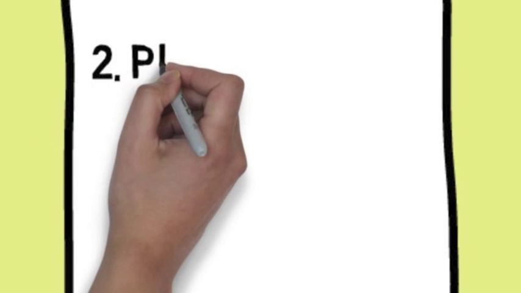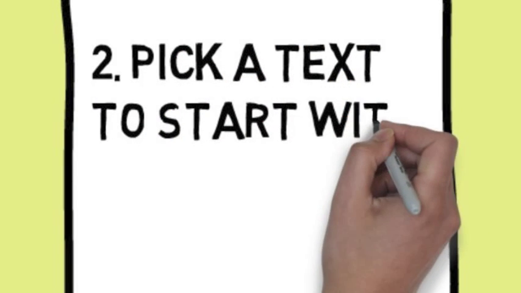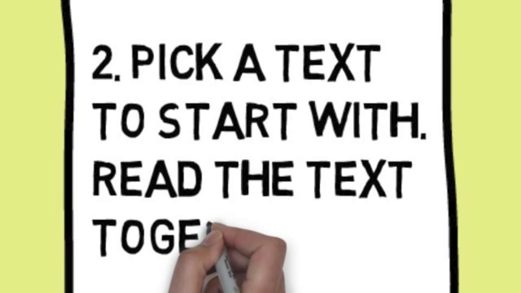Step 2. Now it's time to pick a text to start with. When you have picked the text, read it together. Maybe one of you can read the text aloud to the rest of the group.